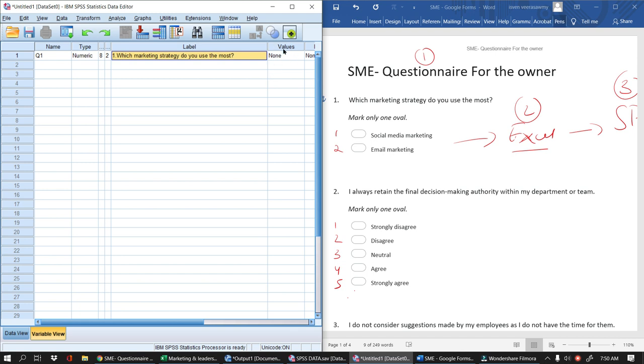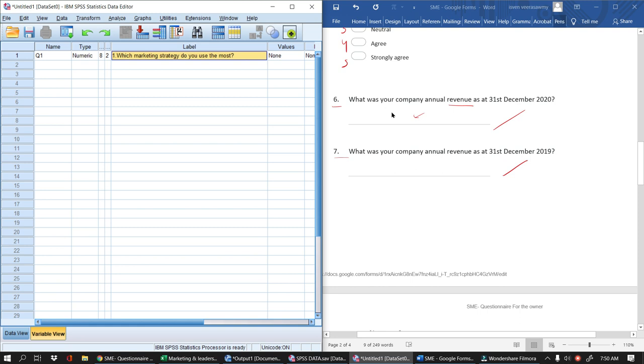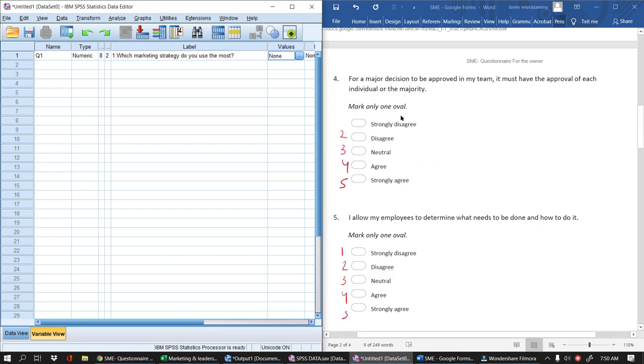And in the values over here, it's where you do all your coding, only for your categorical variables. If you had this type of variable, for example, this one, then this value should remain none, because you do not do coding for variables that are numeric in nature.